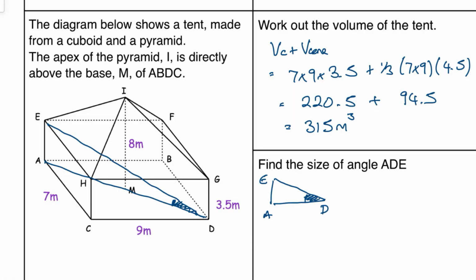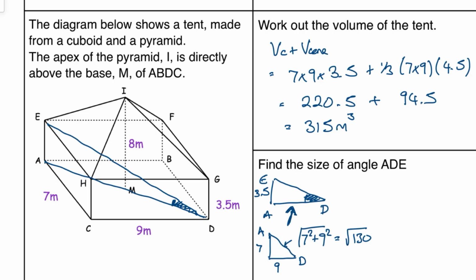What, if anything, do I know? Well, I know E to A is 3.5. So really I just need this, and this is just the same as the diagonal of the floor. So the floor goes from 7 to 9. This is A to D. And so therefore this is going to be 7 squared plus 9 squared, square rooted, which is 49 plus 81. So the square root of 130, which is this one as well.